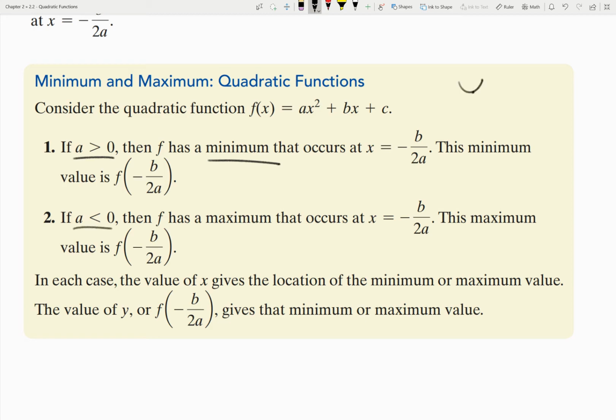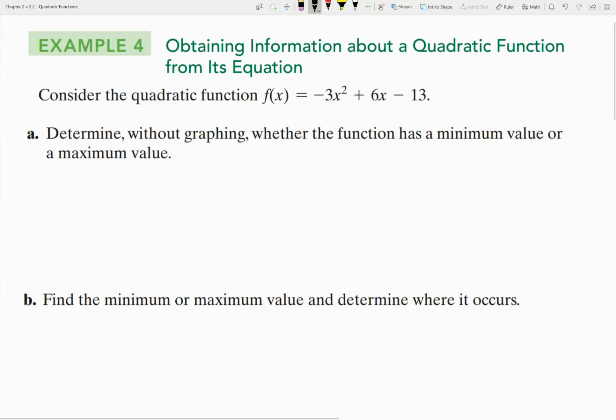If the function opens down, then you have a maximum, and it occurs at the x-coordinate of the vertex, and it is the y-coordinate of the vertex. So in each case, x gives you the location of the max or the min, and the actual max or min is the y, the output, right? That's how high up or down the function goes, the y-coordinate. Okay? So without graphing, does this function have a minimum or a maximum?